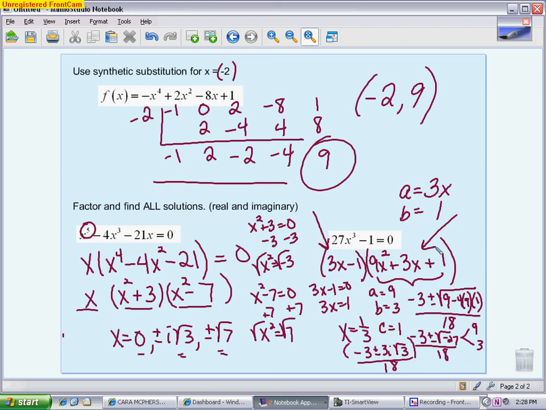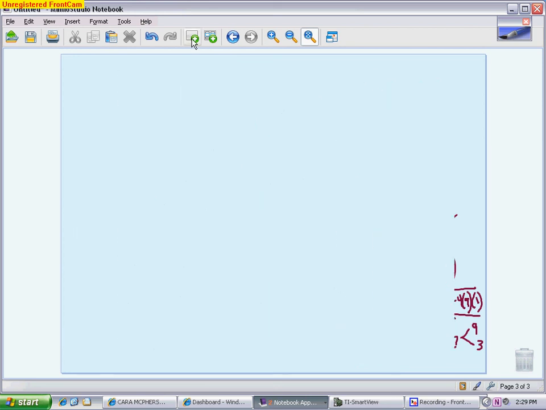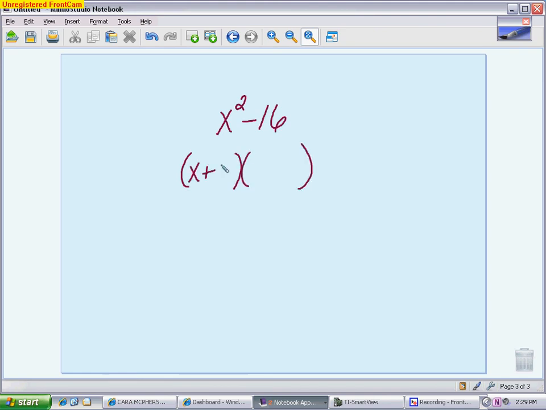Obviously, the factoring techniques, I didn't take the time to do a grouping one, so you should be able to do grouping factoring. You should be able to do difference of perfect squares. What I mean by that is if I have something like x squared minus 16, you should realize that that factors to x plus 4, x minus 4. And then if you're asked to solve, you get solutions of plus or minus 4.